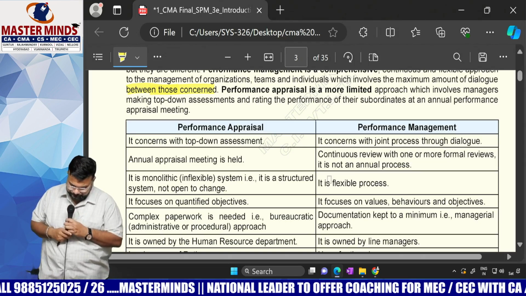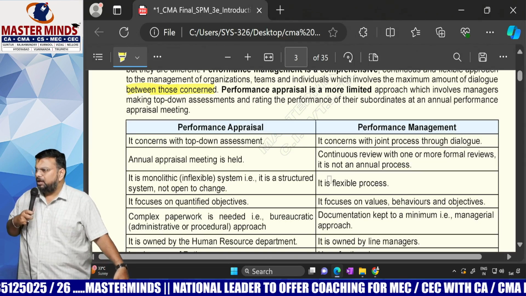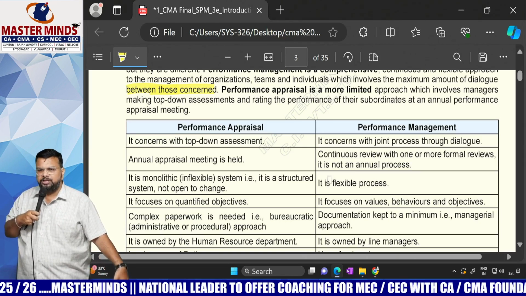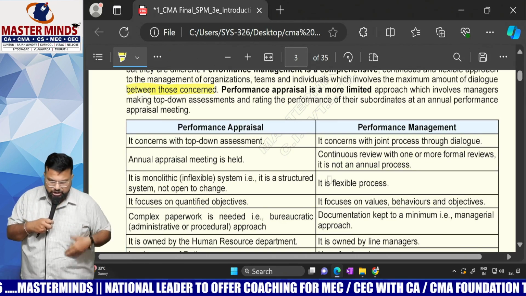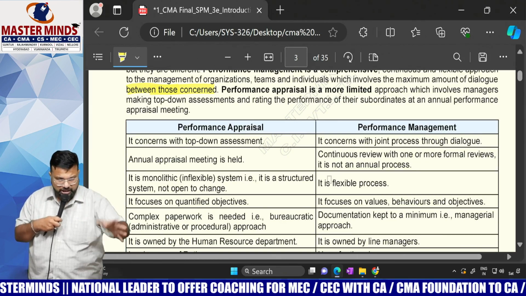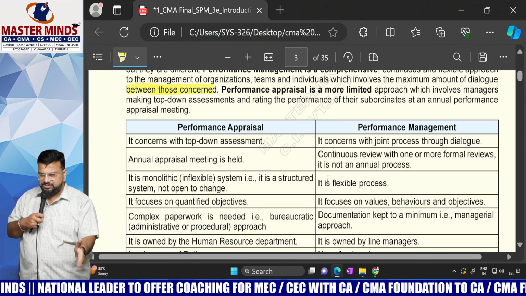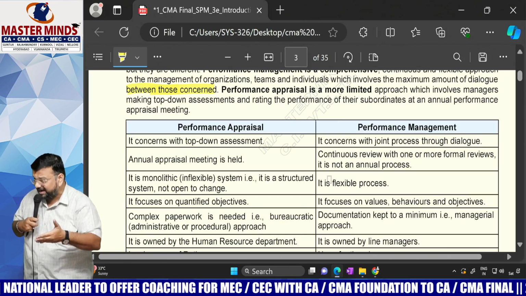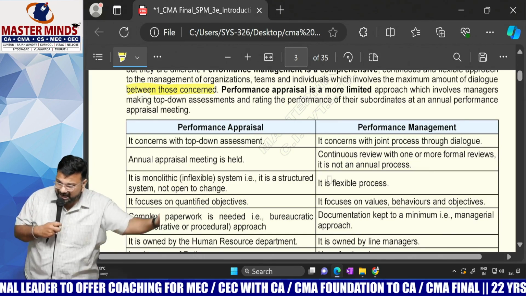Next, performance management. It is a flexible process. Depending on the requirements of the management, the discussion, the standards, everything will change. But once the standards have been fixed and a system is defined, it remains constant throughout the year.